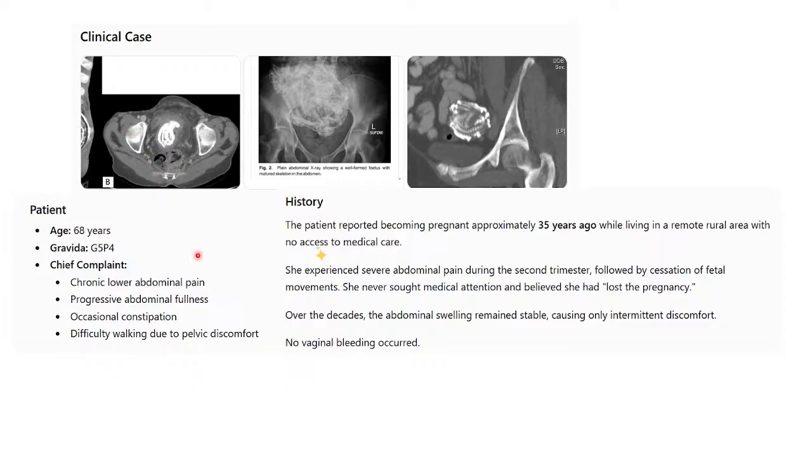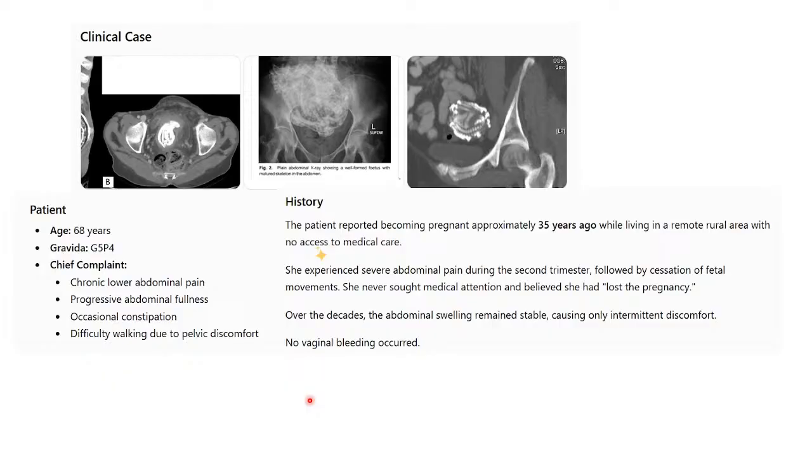So the clinical case: a patient, age 68, gravida 5 para 4, chief complaint chronic low abdominal pain, progressive abdominal fullness, occasional constipation, and difficulty walking due to pelvic discomfort. So the history: the patient reported being pregnant approximately 35 years ago while living in a remote rural area with no access to medical care.